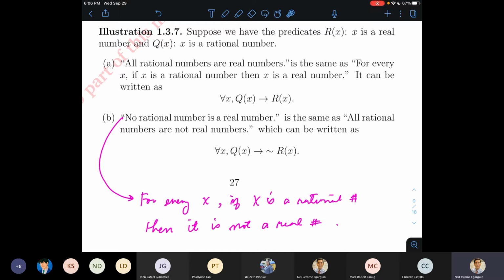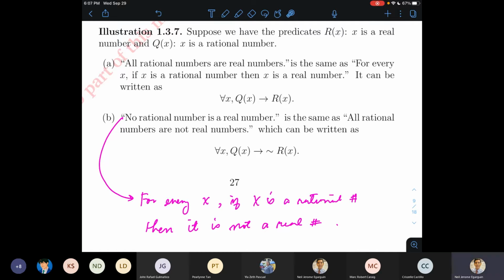Okay, statement B, true or false? Yes, Gabriel. False po. Okay, false. Counter example.